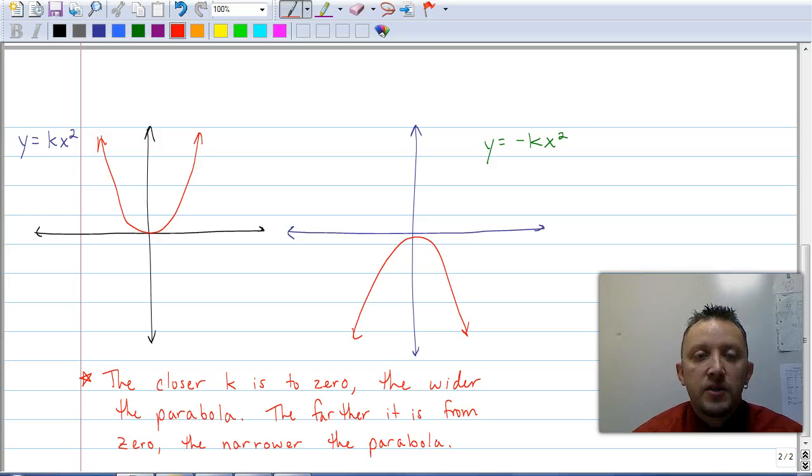So hopefully that helps kind of wrap everything together as far as how k is going to affect your graph, because you will need to identify graphs, and if you don't know how k influences the graphs, you're not going to be able to match the equation with the graphs. So you've already done that a little bit with your assignments, but you'll need to know that in the future.